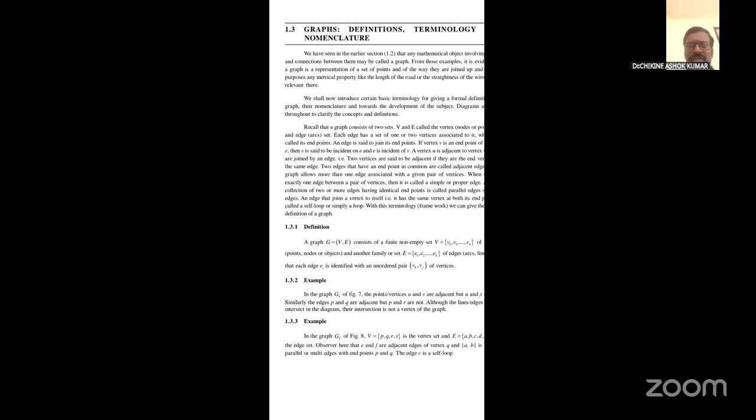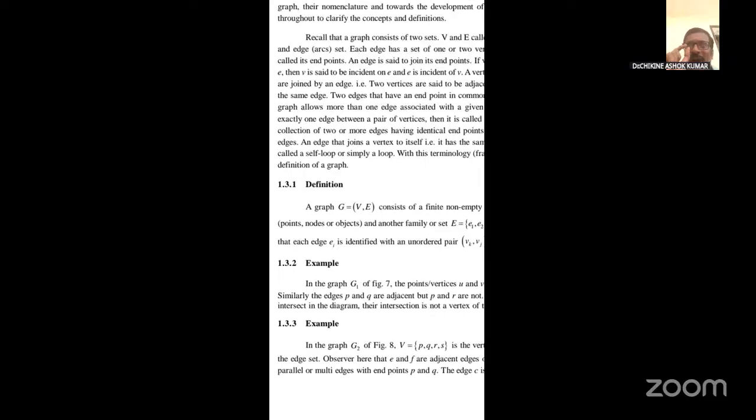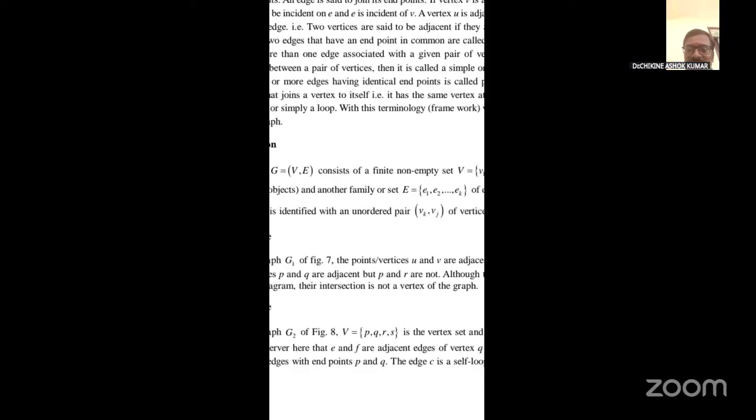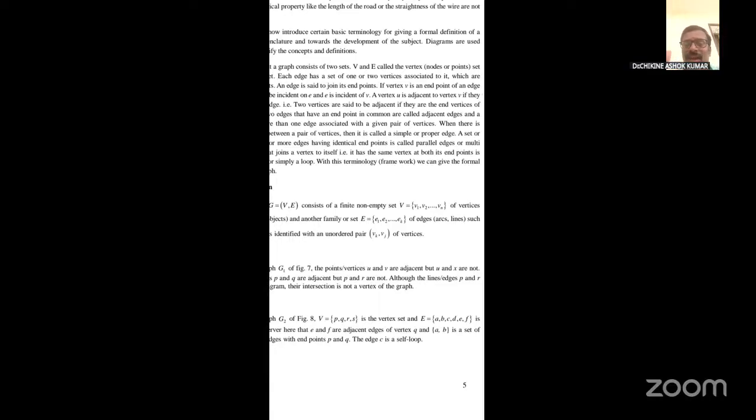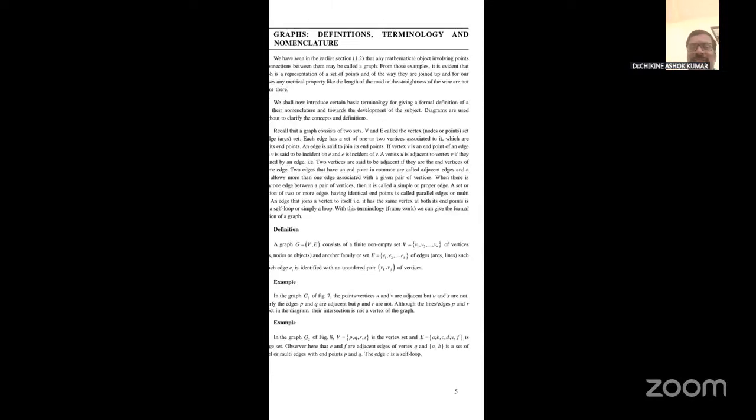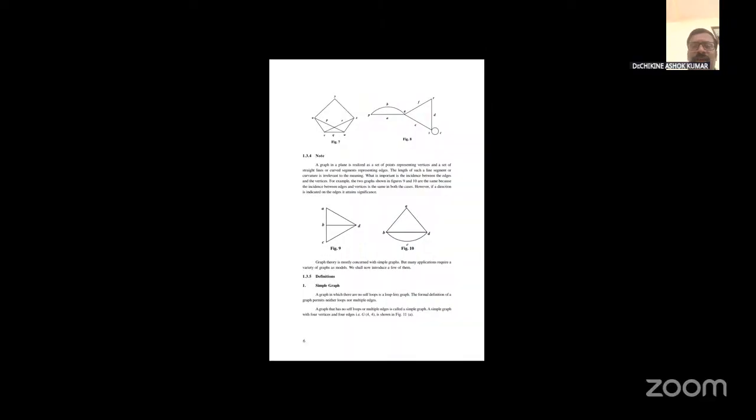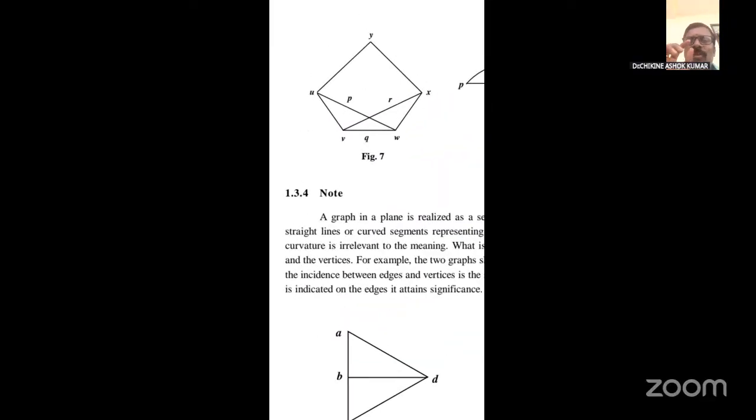In figure 7, we have the two basic definitions. What are adjacent edges, and what are adjacent vertices? First, in the first example, U and V, I'm calling vertices, not edges. U and V are adjacent, but U and X are not adjacent vertices. See here in the figure. First I'm explaining about vertices.